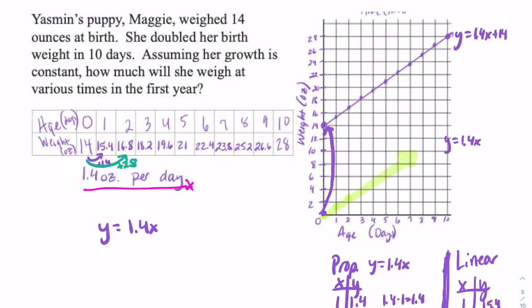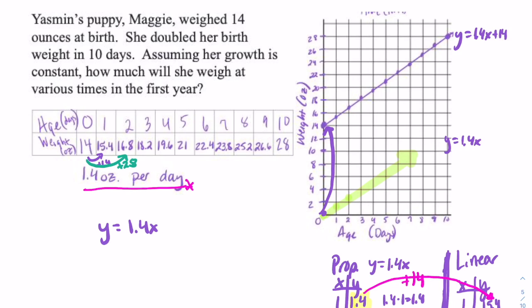So when we're looking at writing an equation for Maggie, what we have to consider, if we think about it like this, 1.4 and 2.8 is actually how much she grew, but then what do we have to do to those pieces to get to 15.4 and 16.8? Well, 1.4 plus 14 is 15.4, and 2.8 plus 14 is 16.8.